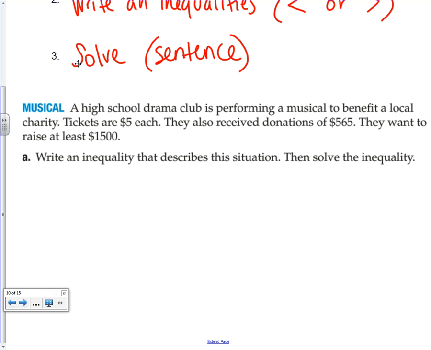What do we not know in this problem that we would need to know? I didn't hear you, Tyler. I do know how much money I have already. I know I already have $565. How much more do they need, and how am I going to bring in that money? The tickets. Do I know how many tickets have been sold? I don't. So these tickets, that's going to be my variable.